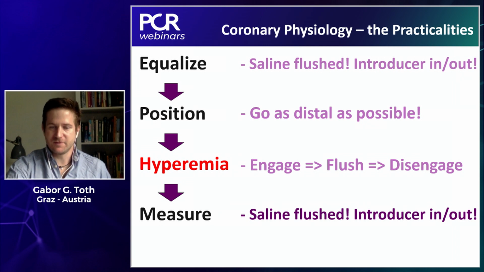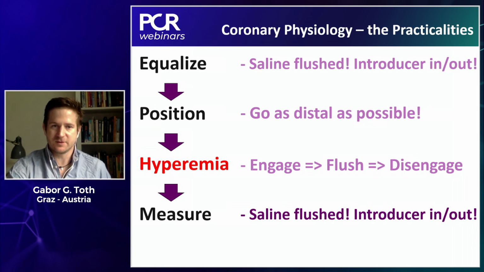When you measure the FFR, again, flush the adenosine with saline, or let the adenosine be flushed by itself. What you often do is take a bit more in the syringe and just flush it by itself. And then again, if the introducer was out during the equalization, do the same. Remove the introducer here again.